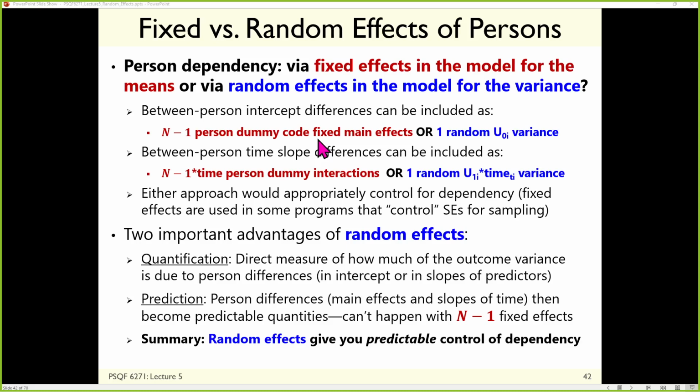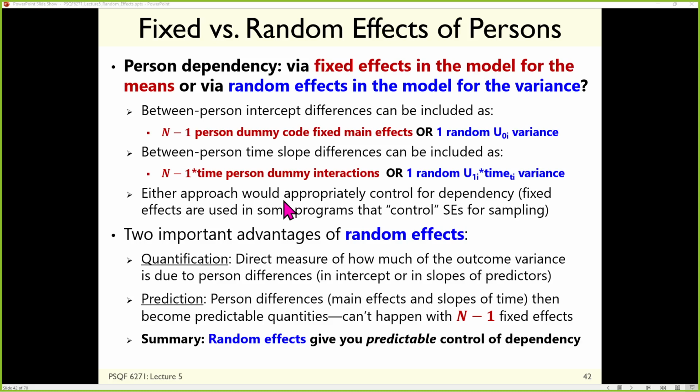And it's n-1 because usually we already have one fixed intercept, and so we only need n to saturate it out. That would equally well control for person dependency due to constant mean differences. What about slope differences? I can either estimate this person by time interaction, which is really what a random slope is, or I can estimate n-1 person by time fixed effect interactions and do the same thing. Either one of these would get me to the end result of handling person dependency. But what they then permit me to do varies across approaches.